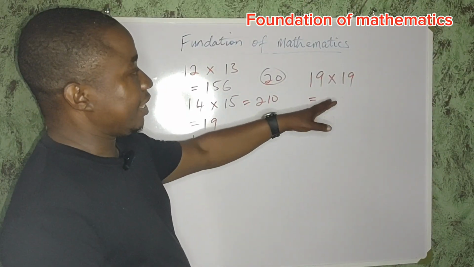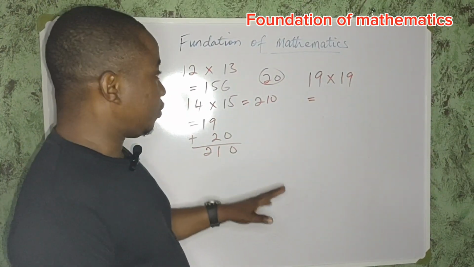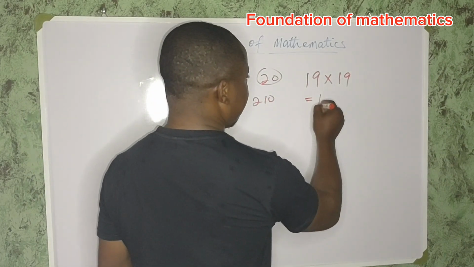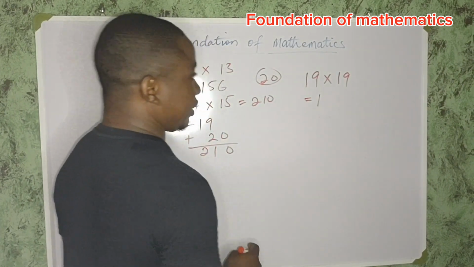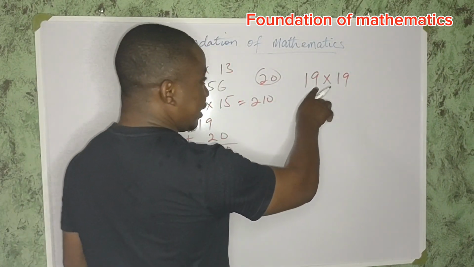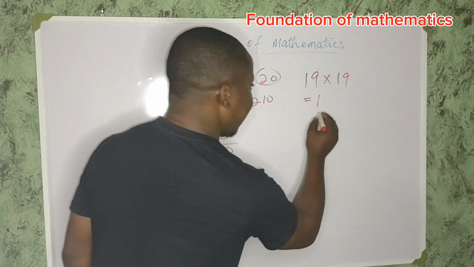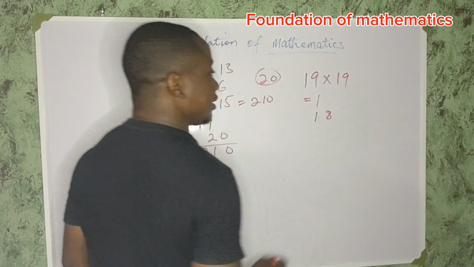Like 119 times 19 using the same method. Now what we have here is simply the first number, there is 1, of course, which is the common number. Now 9 plus 9 is 18. You are not going to add 18 here. What you write here is 18 since it's 2 digits.